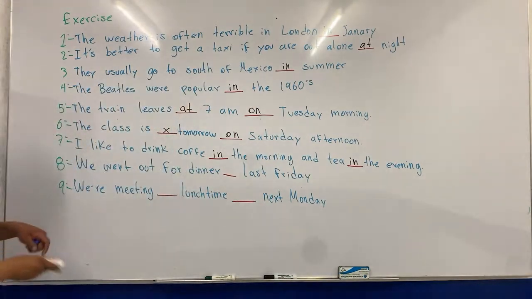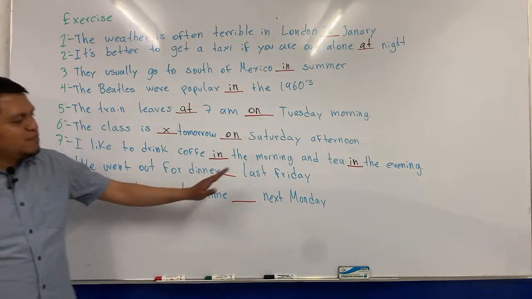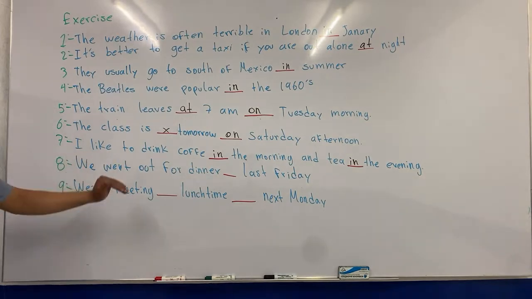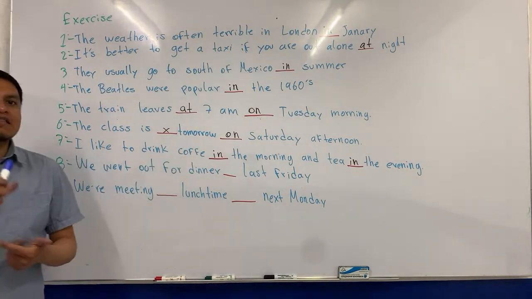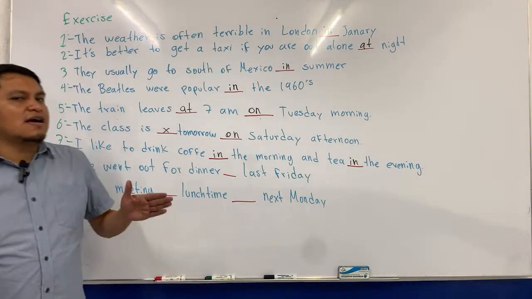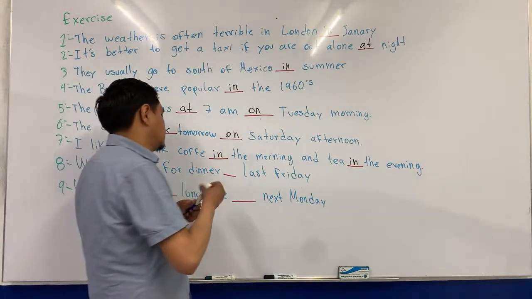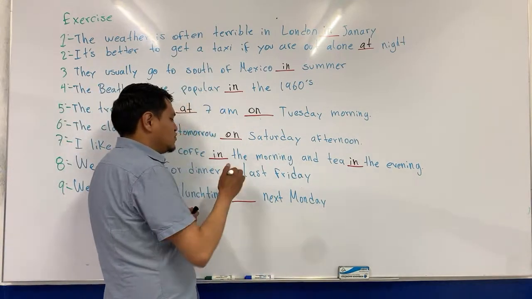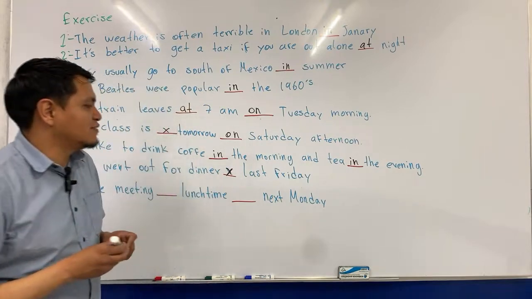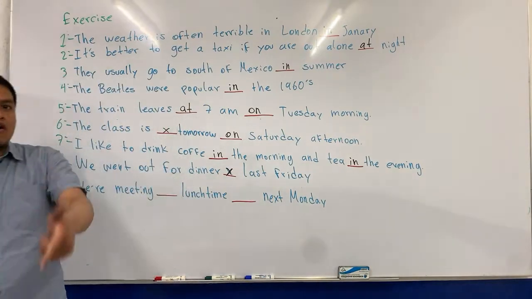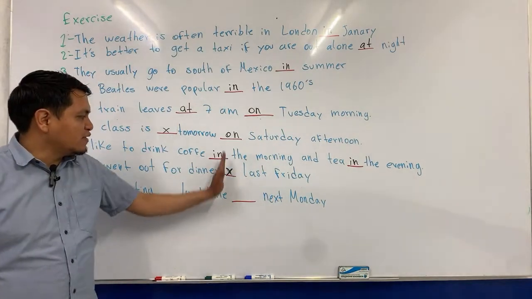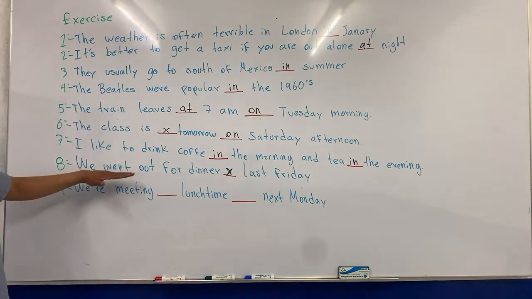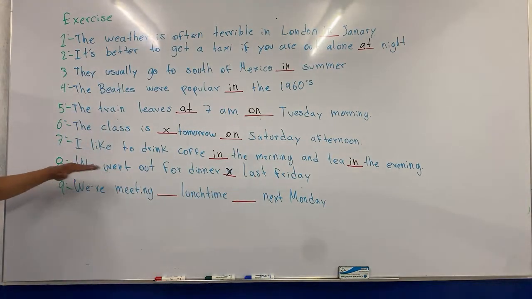It's the moment of truth. What preposition of time do we use for last Friday? We went out for dinner last Friday. In, on, at, or nothing? And the answer is nothing, right? For last Friday, we don't use any preposition of time. We don't use in, on, at. Without a preposition of time is the correct way to write this sentence.